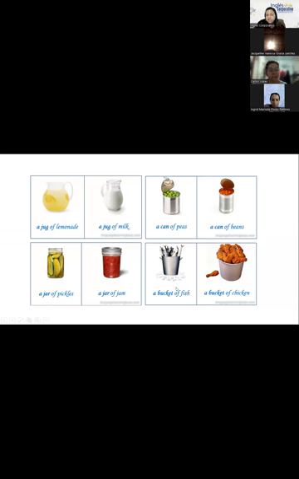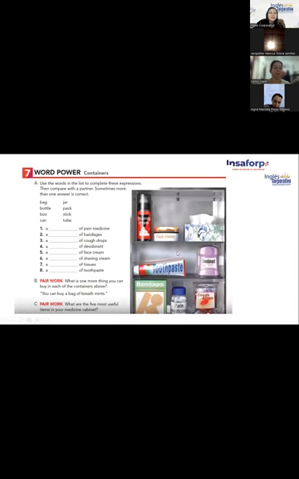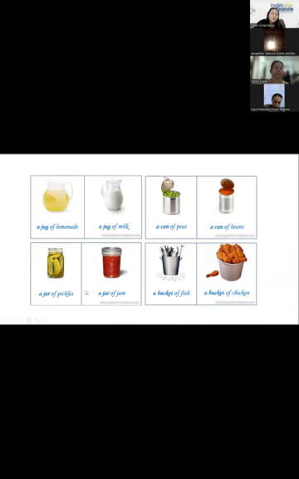A bucket of fish, a bucket of chicken, like Kentucky Fried Chicken. You can buy a bucket of chicken. And as you notice, we say a jug, new vocabulary for you, maybe. You can take notes of the new vocabulary, the new words.